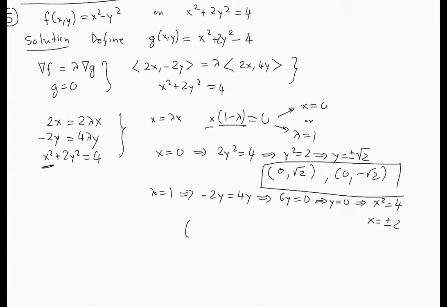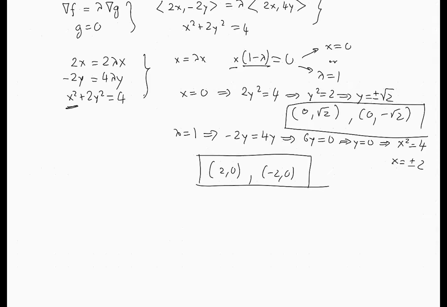So now you have a total of 4 points, and what I like to do in such a case is put them in a nice table and plug them into the objective function. Objective function is the function that we're trying to minimize or maximize. So what do we get? 0 comma square root of 2, 0 comma minus square root of 2, 2 comma 0, and negative 2 comma 0. And the function was x squared minus y squared, right?